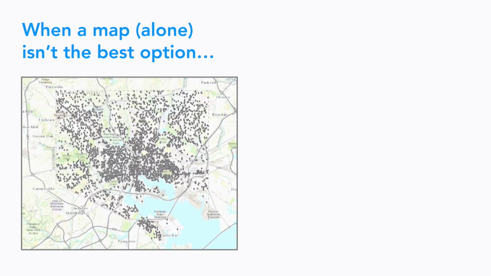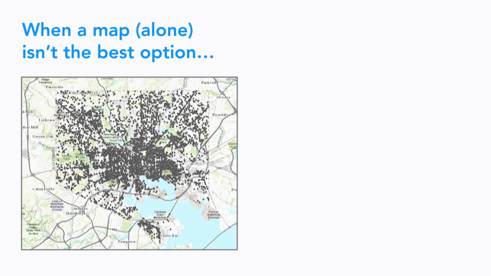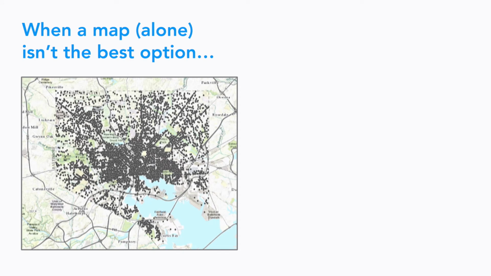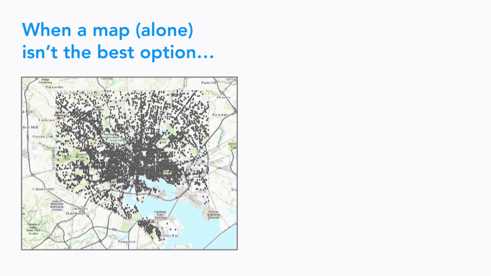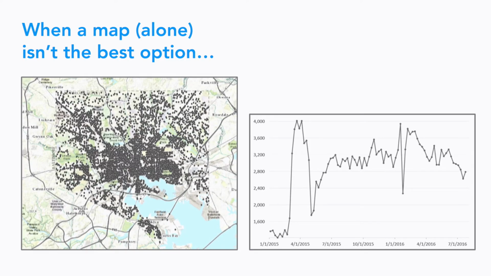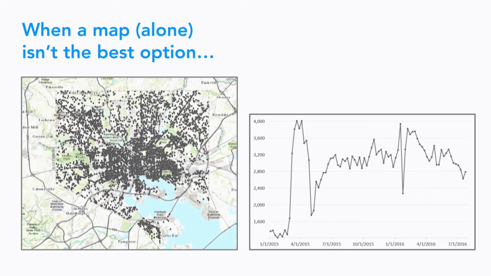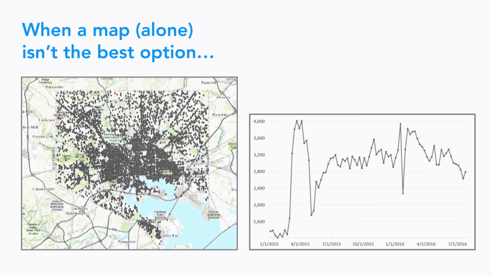Another example when a map alone might not be the best option is when looking at time. Animating these points on and off, showing different time periods, is not really all that useful. Creating a line chart now shows us that pattern over time so we can understand better what's going on in this temporal data set.